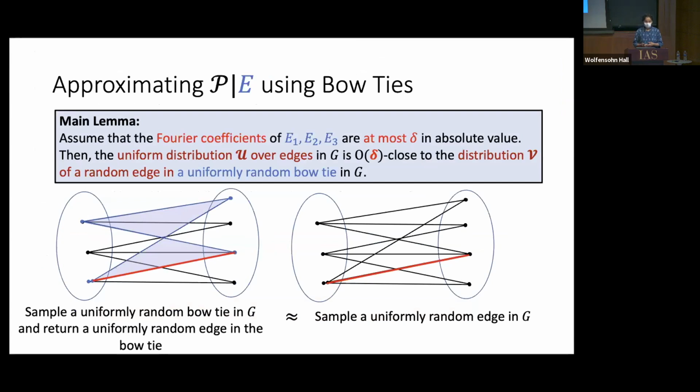So here is our main lemma. Assume that the Fourier coefficients of E1, E2, E3 are at most delta in absolute value. Then the uniform distribution over edges can be approximated by a uniformly random edge in a uniformly random bow tie. So sample a random bow tie in the graph and sample a random edge in the bow tie. This distribution is going to be close to the uniform distribution over all possible edges in G. So this is the main lemma.